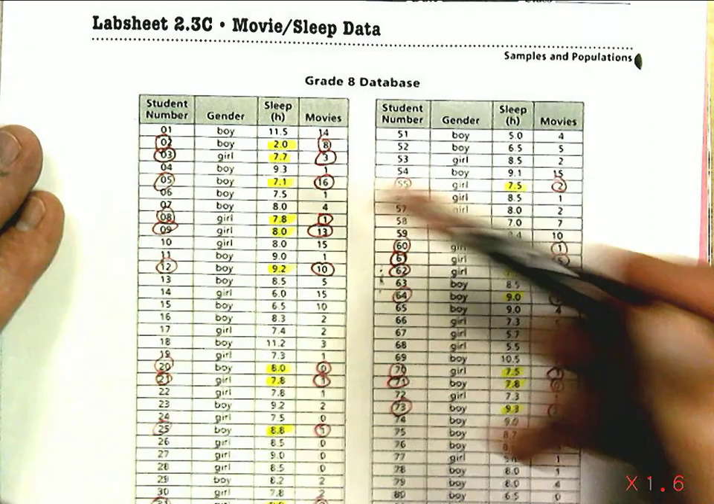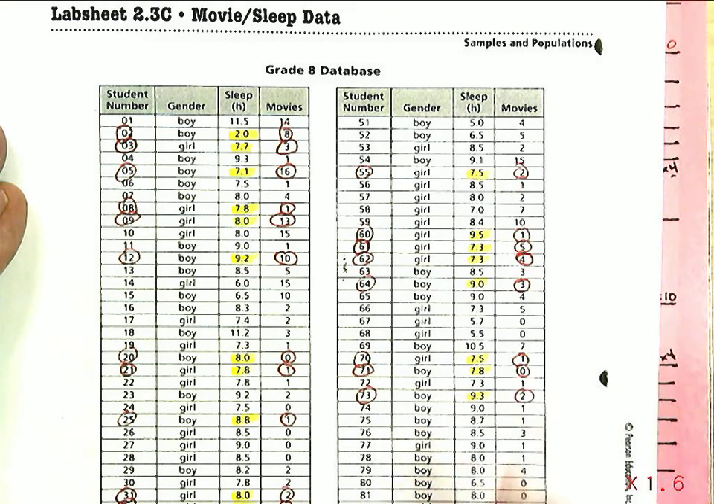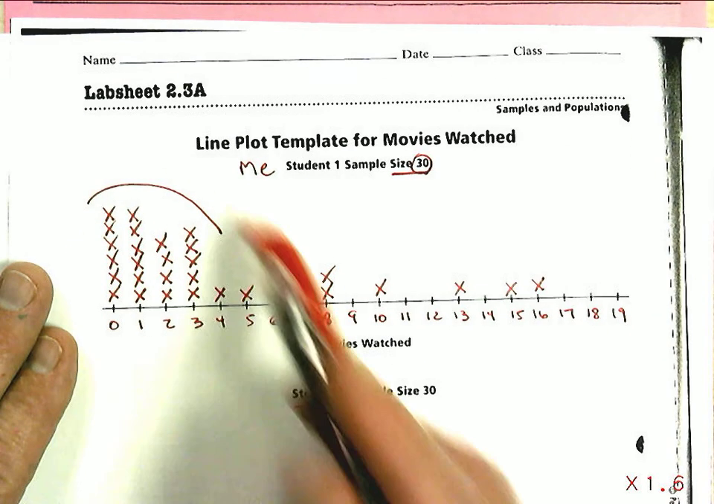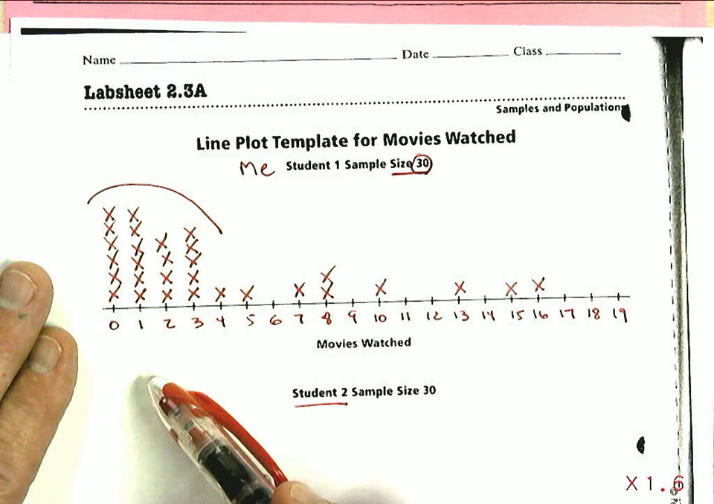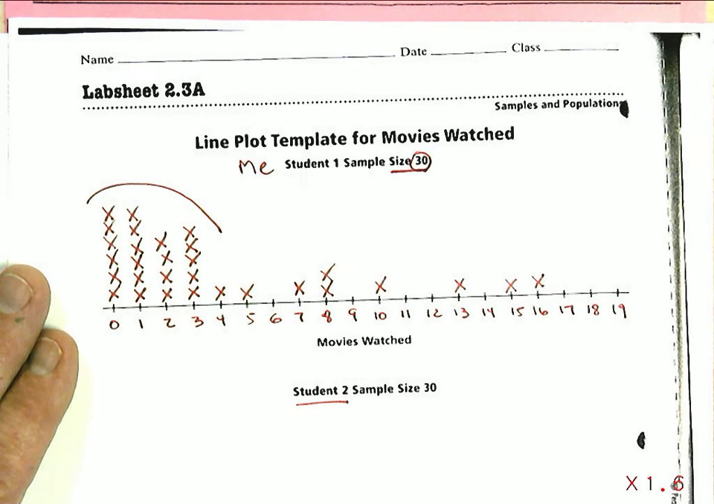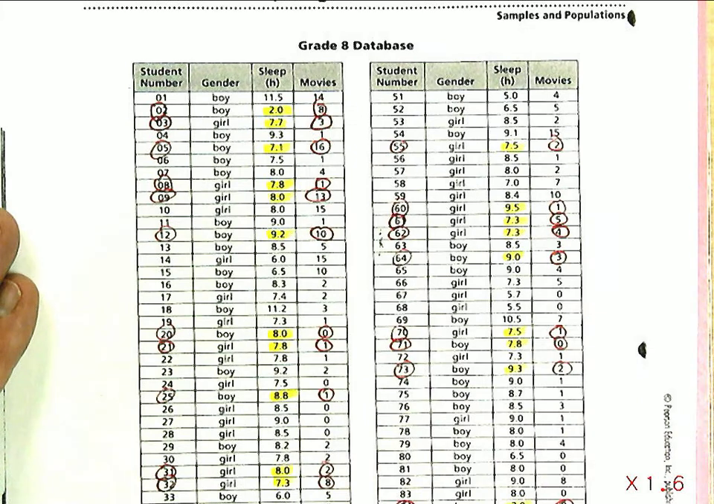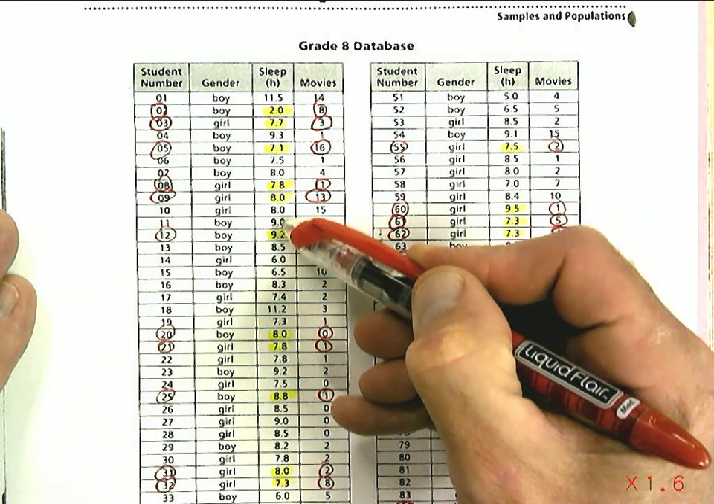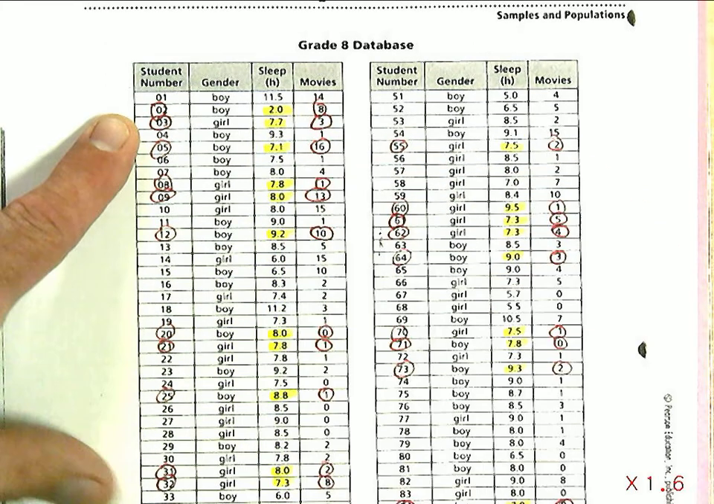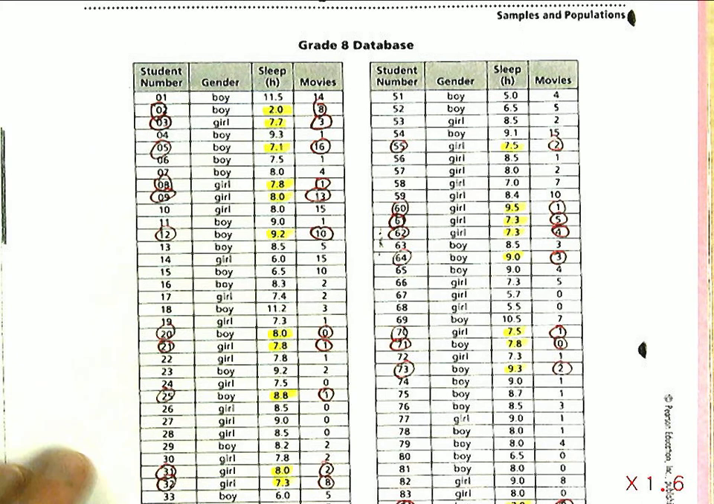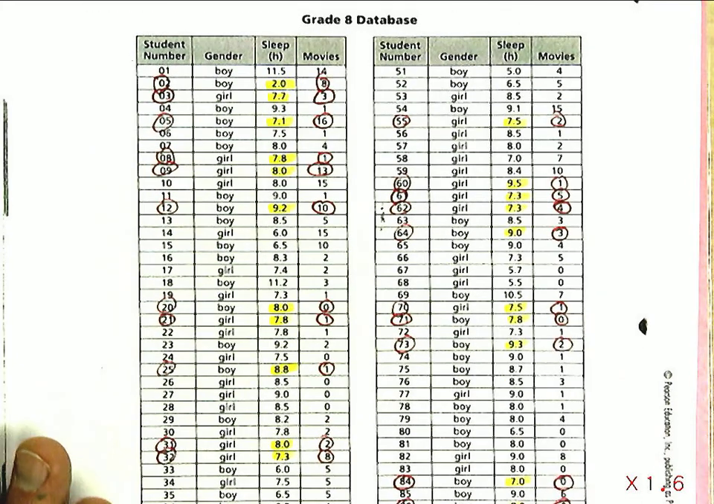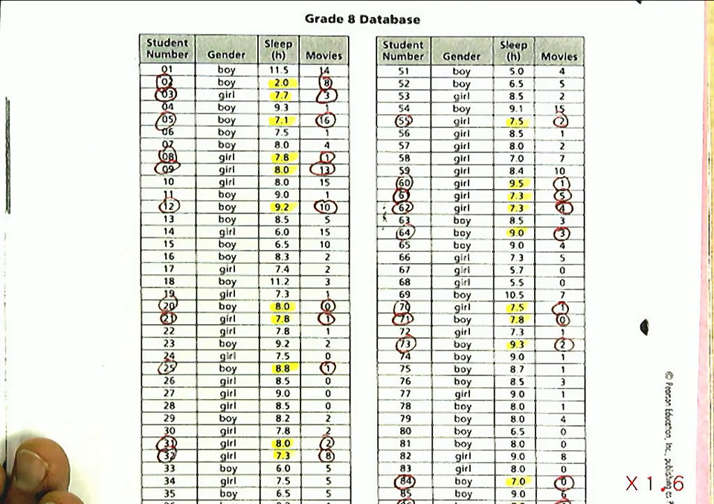calculator to find out the number of movies watched, and from that I was able to make this line plot to see that those were the numbers of movies watched. Now in this part I'm actually going to focus on the hours of sleep for the same group of 30 randomly picked people from this list. But this time I'm going to make a box and whisker plot with that data.